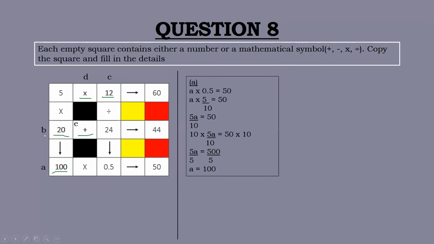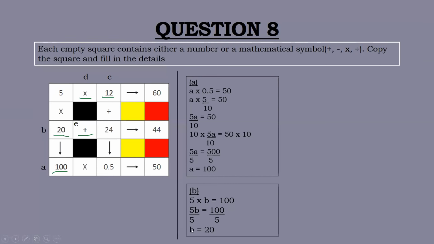Next, I found another point, which was point B, this dash here. 5 times dash is equal to 100. I did the same thing by replacing the dash with the variable B. 5 times B is equal to 100. So 5B is equal to 100.